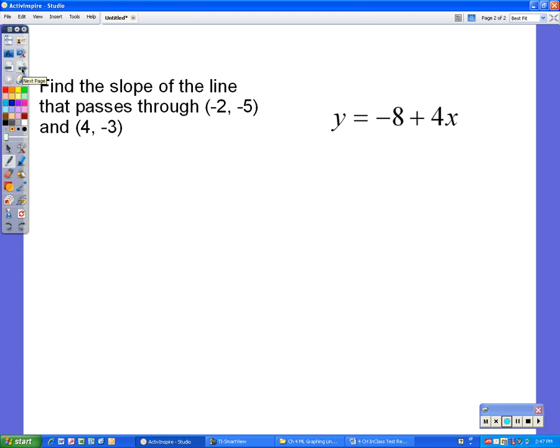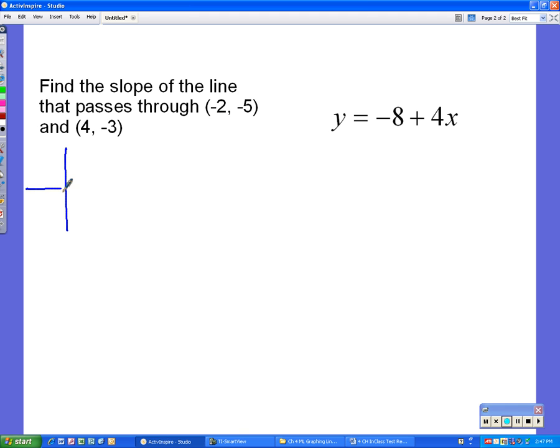This question asks you to find the slope of the line that passes through -2, -5, and 4, -3. Essentially, what they're asking you to do is imagine a line. And this line goes through the point -2, -5, but it also goes through the point 4, -3. So we are imagining this line here, and we're asked to find the slope of it.